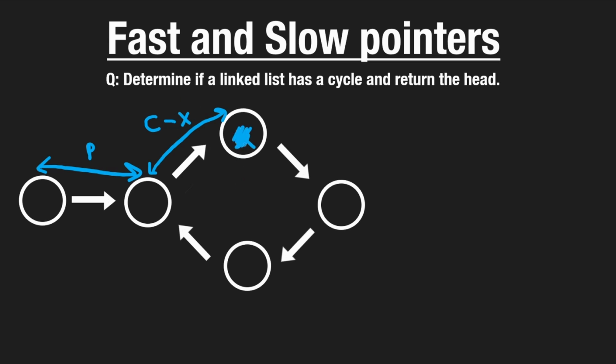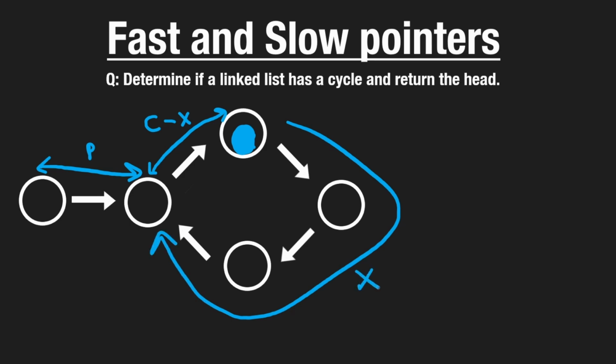I just put some symbol over here to say that this is the point of intersection. Maybe I'll make it a circle instead. Then the last thing would be that the remaining portion of the cycle is going to be X, because we know that the entire length of the cycle is C. So if this portion is X, then the other remaining portion should be C minus X. I know this is a little bit confusing, but I'm just setting up the math here.